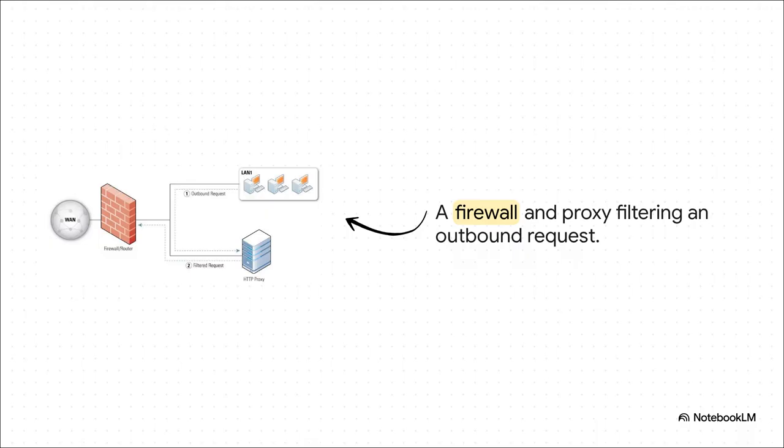An outbound request from a local area network or LAN starts moving out toward the internet. It first hits a proxy server, then it travels through that firewall perimeter defense we talked about, before finally hitting the wide area network, or WAN. The gatekeeper sits right at the edge. It acts as the ultimate choke point where every single piece of traffic must be inspected.